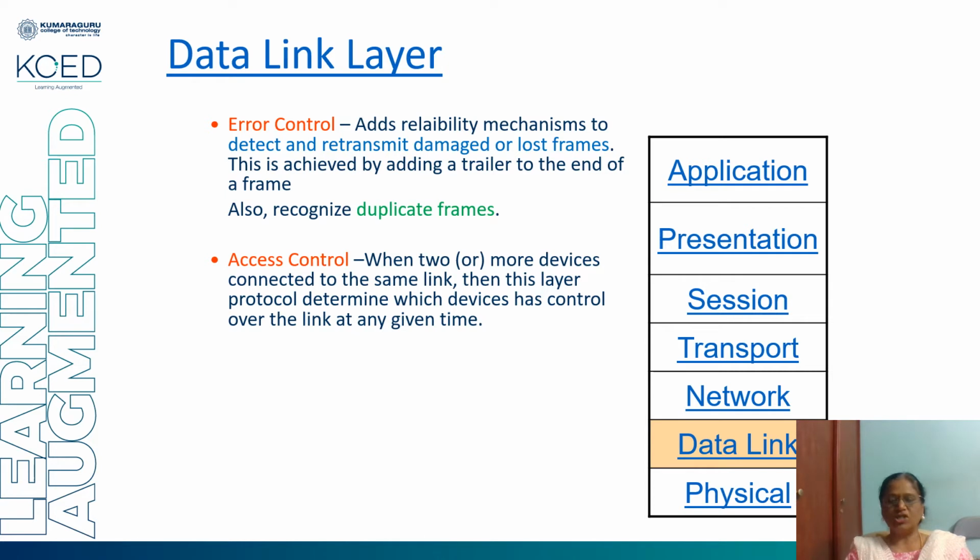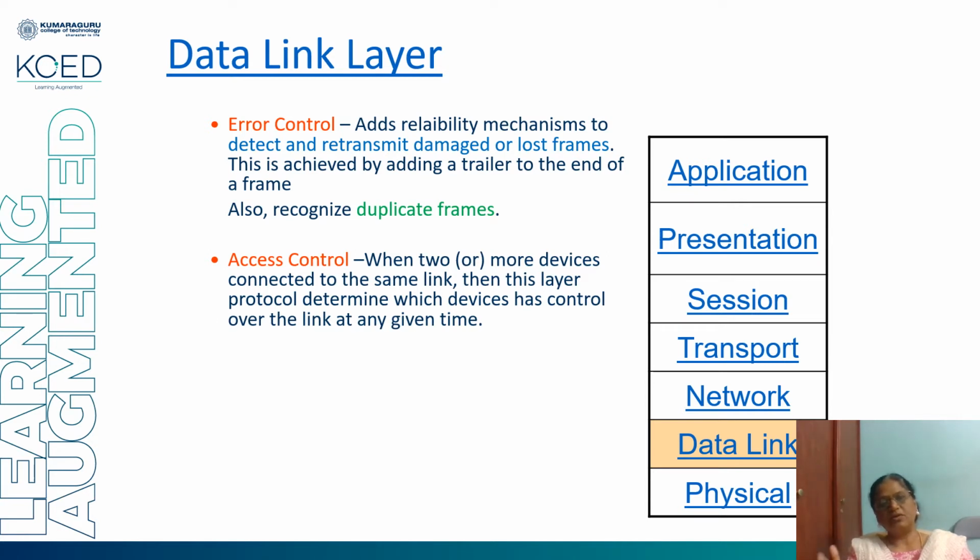Dealing with lost frames. Whenever a sender sends some data, it also starts a timer and waits until the timer expires for the acknowledgement from the receiver. If the sender doesn't get an acknowledgement, then it assumes that the data has been lost and then resends the data. Next is the duplicate frame.